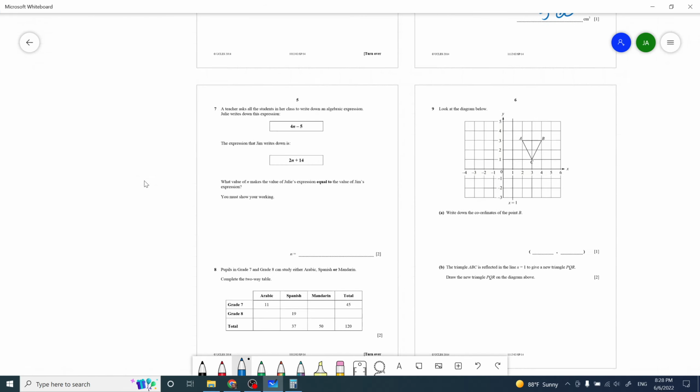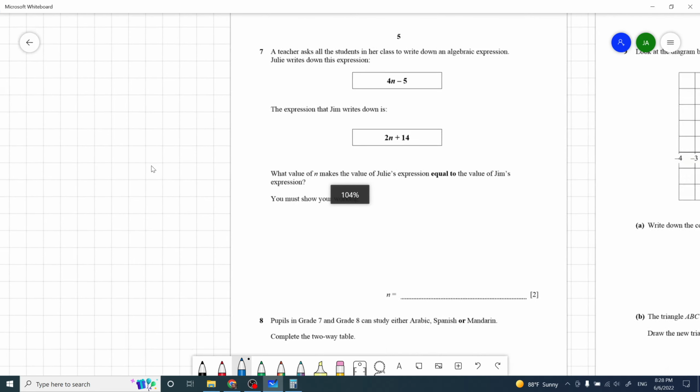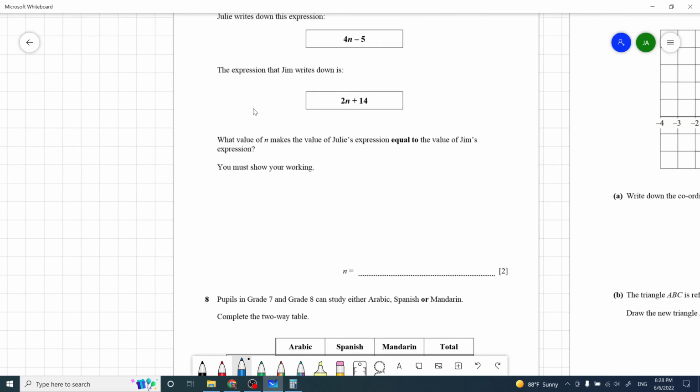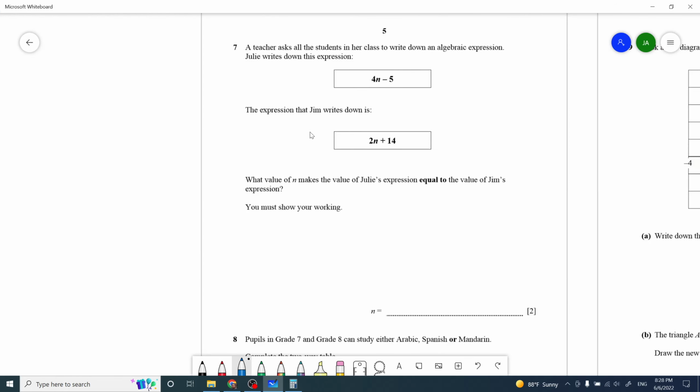Moving on now to the next page. A teacher asks all the students in her class to write down an algebraic expression. Julie writes down 4n minus 5. Jim writes down 2n plus 14.